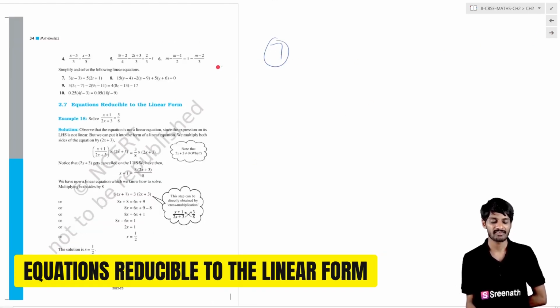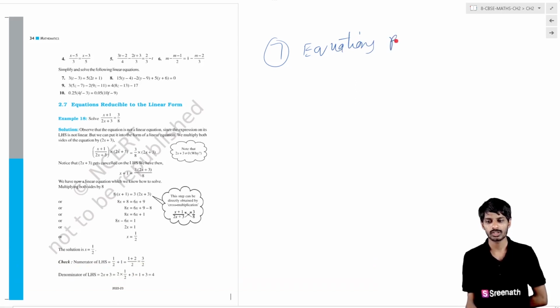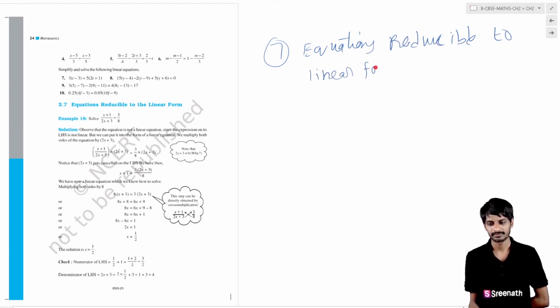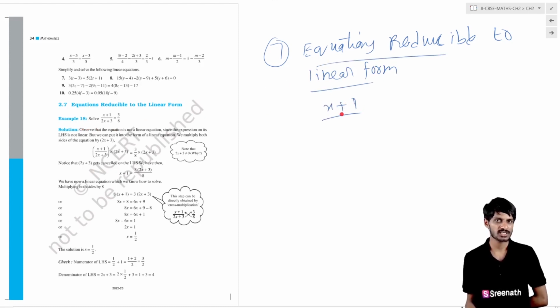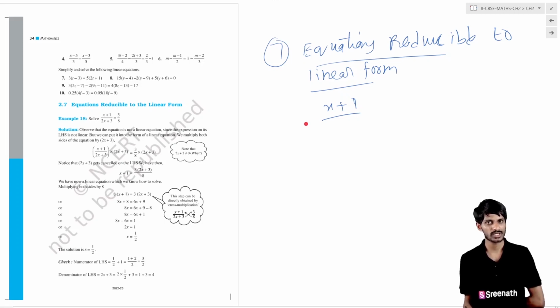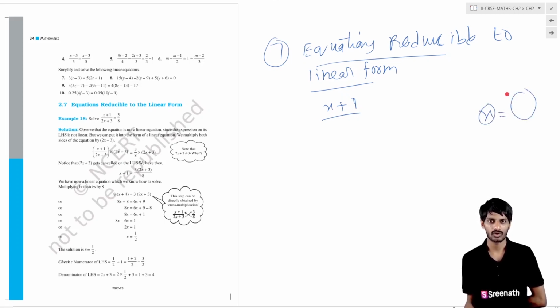The seventh topic is also similar to the previous topic: equations reducible to linear form. What we have to do is convert them to linear form. What is the example? How to convert means the same. The process of simplification, the process of reducing, is the same: finding the value of x on one side and the remaining on the other side. That is the final aim.